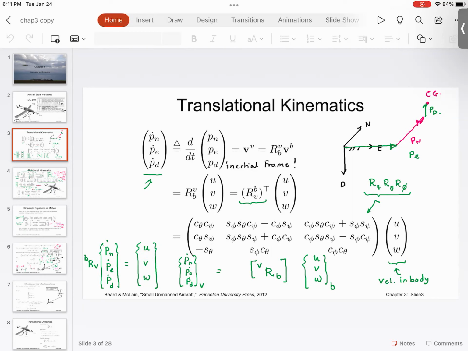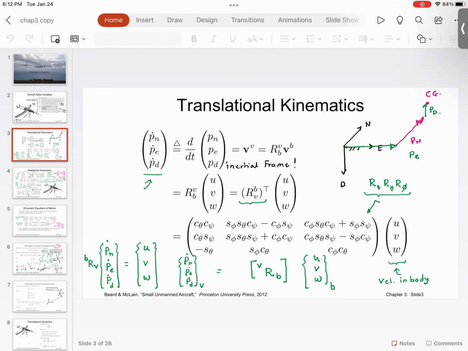And here is something I want to give you an idea of: imagine U, V, and W. Those velocities in the body frame are measured by the accelerometer or by integrating the accelerations once. So U, V, W come from sensors. Then you perform this multiplication, and you have the derivatives Pn dot, Pe dot, and Pd dot, and you integrate those once, and you have Pn, Pe, and Pd.